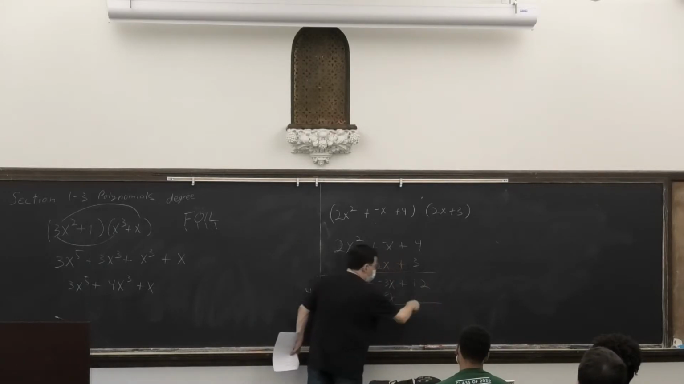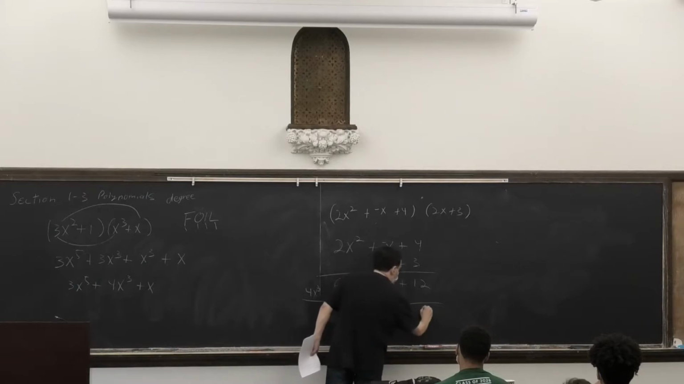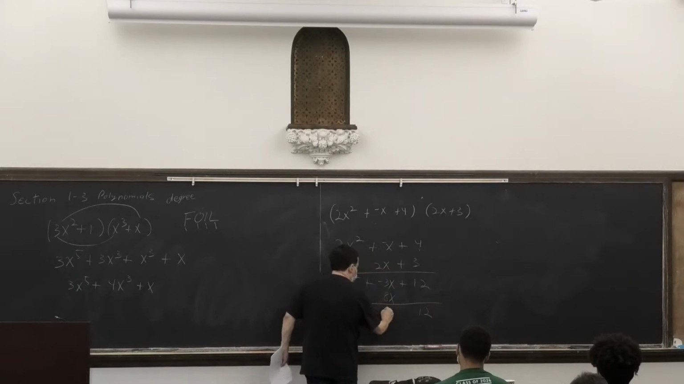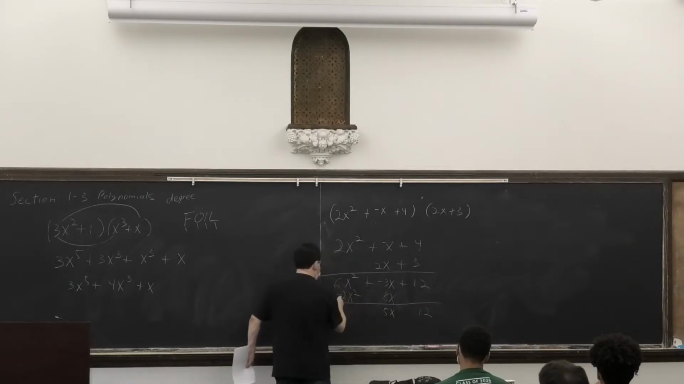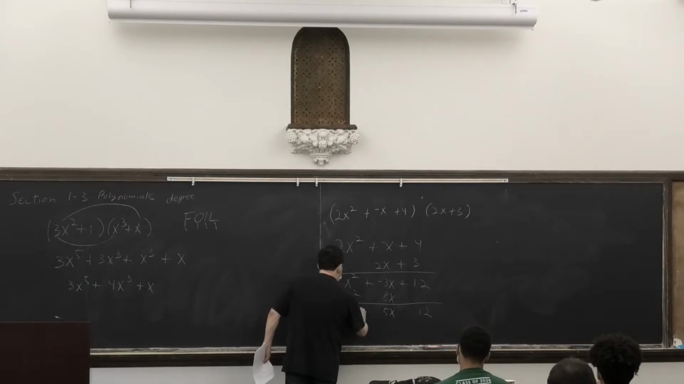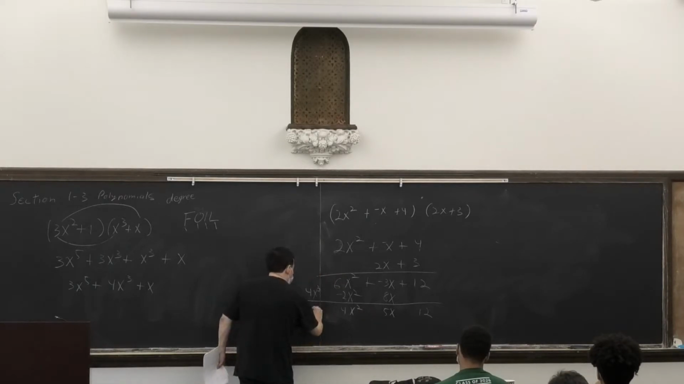And now we just add the coefficients. Minus 3 plus 8 is 5x. 6 plus minus 2 is 4x squared, and 4x cubed.